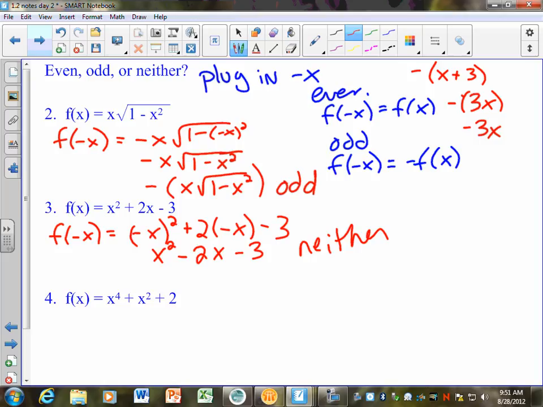You might not even need to do the work on this one, because you might think about, if I plug in a negative x on number 4, what's going to happen when I plug in a negative x to x to the 4th? And what's going to happen when I plug a negative x into x squared? It's going to stay the same, right? I'm going to get back the exact same thing, because an even exponent will always give me back the same thing, no matter if I plug in a negative or a positive. So sometimes you don't even need to do the work here. If you plug in a negative here, you're going to get back x to the 4th plus x squared plus 2. It's exactly what I started with, which means that's an even function.